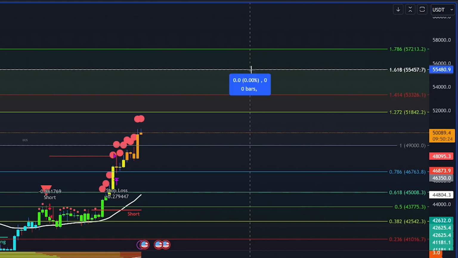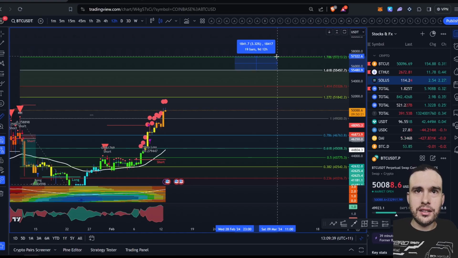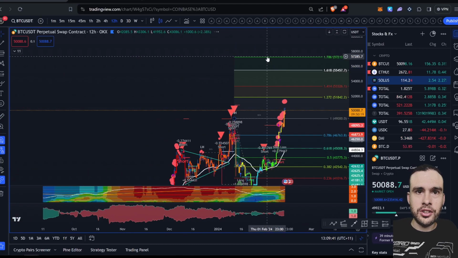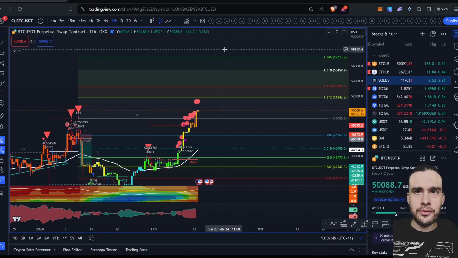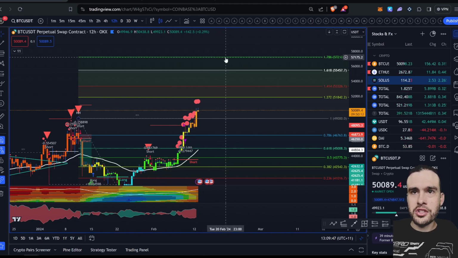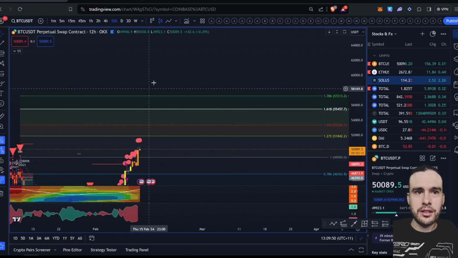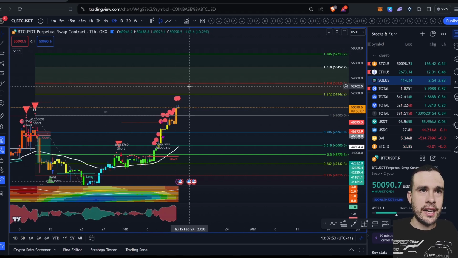So this is your golden pocket. If we get to this sort of level, I mean, this is pretty much near the all-time high. So if we do get up to that level, then there's a good chance we'll just break it and then start our parabolic run to the upside. But we'll have to see how that goes.